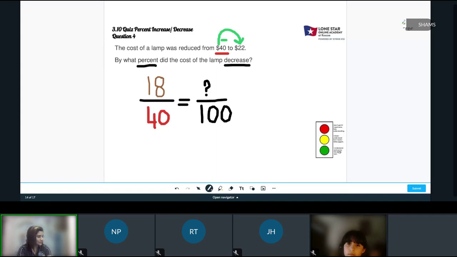A lot of your classmates at this point in Nearpod are doing this. They want to reduce the fraction by 2 because they're both even numbers. Okay, so what do we get? 18 divided by 2 is a 9. 40 divided by 2 is 20. 9 over 20. Now, is it easy for us to make it over 100? Let's see.